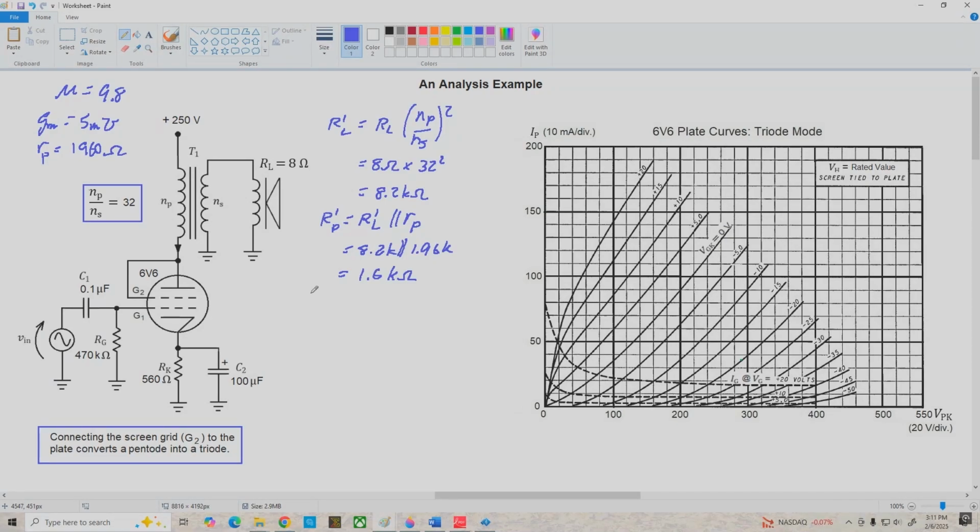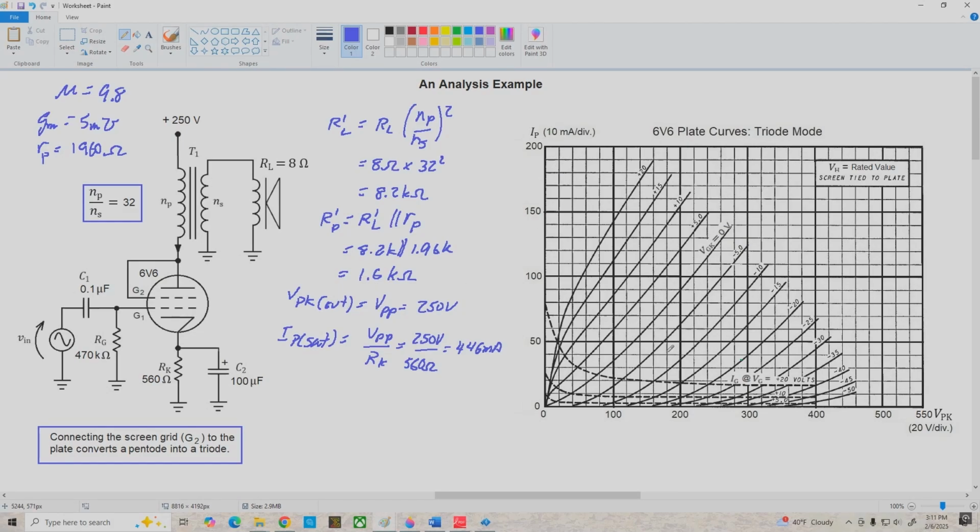Now what I'm going to do next is determine the ends of my DC load line. I'm not going to plot it, and you'll see why in a minute, but let's start with VPK cutoff, and that's simply VPP, which is 250 volts. IP sat is VPP over RK. So we've got 250 volts divided by 560 ohms, which gives us 446 milliamps for IP sat, and that's going to be way up here in space somewhere.